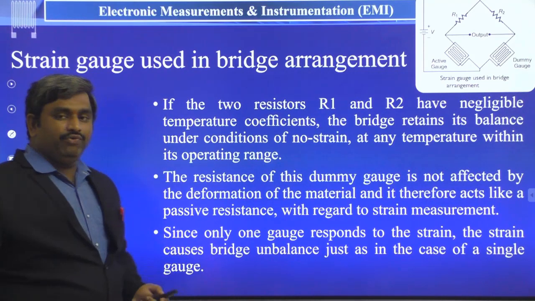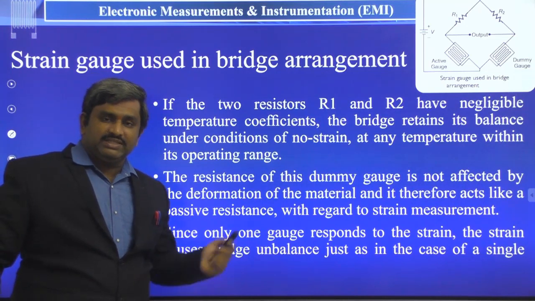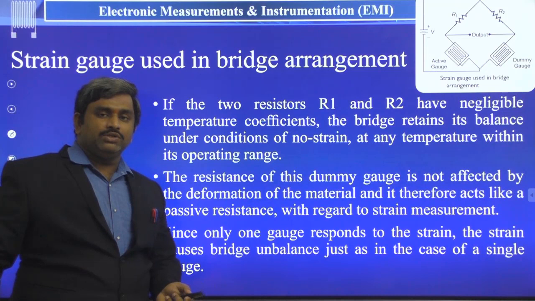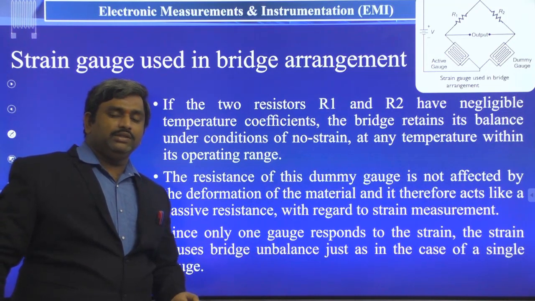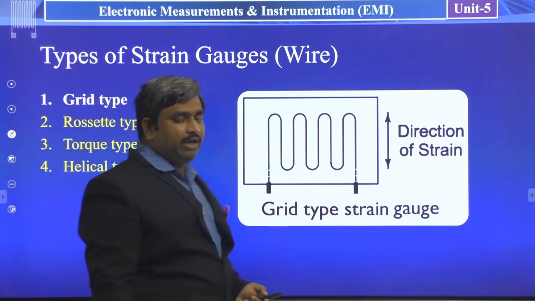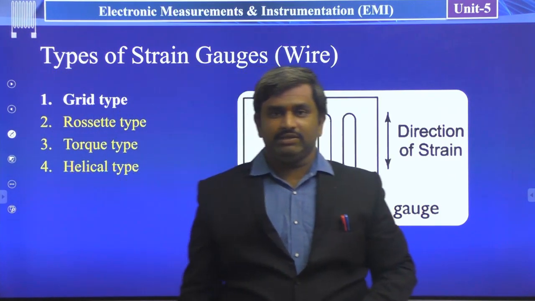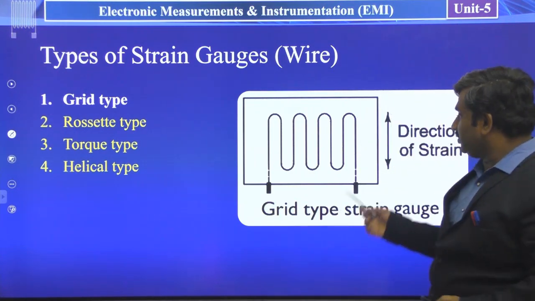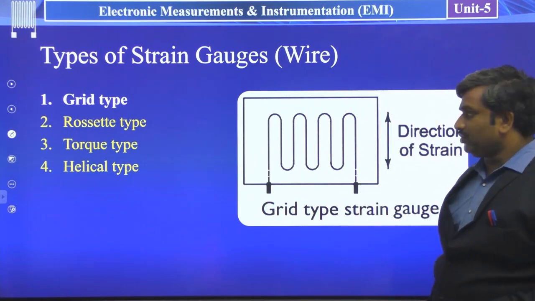Okay, so if you are taking a single bridge, single strain gauge, we cannot balance the bridge in all situations. For that reason we have taken the dummy strain gauge. Right. Here we have different types of strain gauges. The first one is the grid type of strain gauge. Just now we have seen the grid type strain gauge.